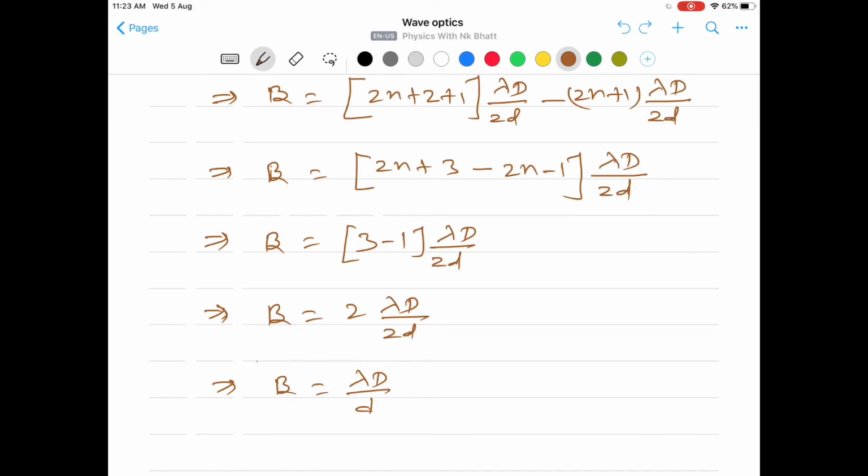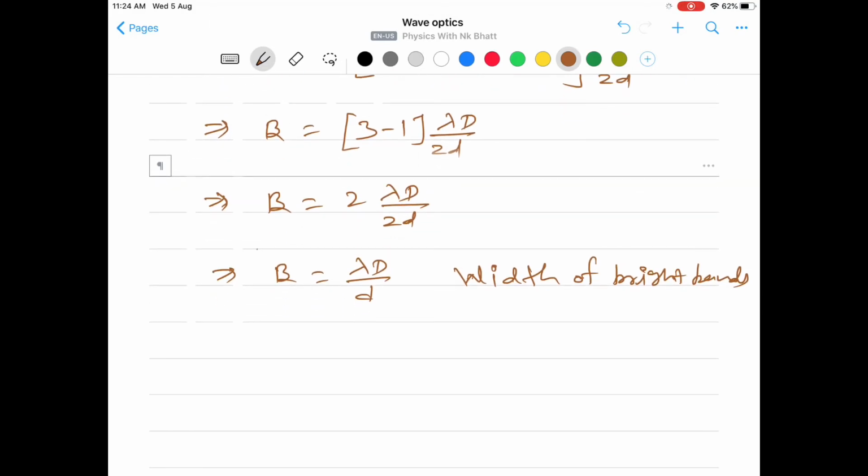In a similar way, we can find the width of the dark band also. So this is the width of bright bands. All the bright bands would be of the width lambda D upon d. Similarly, we can find the width of dark bands.